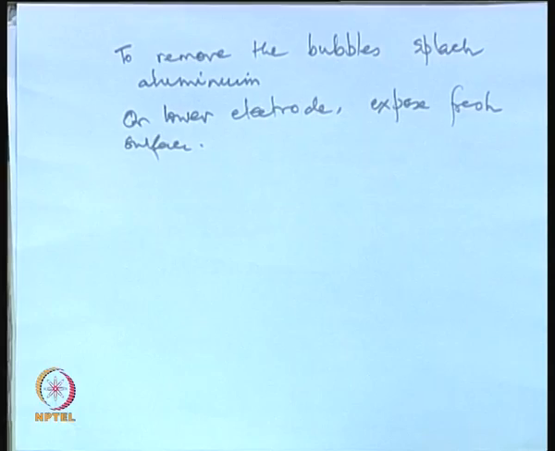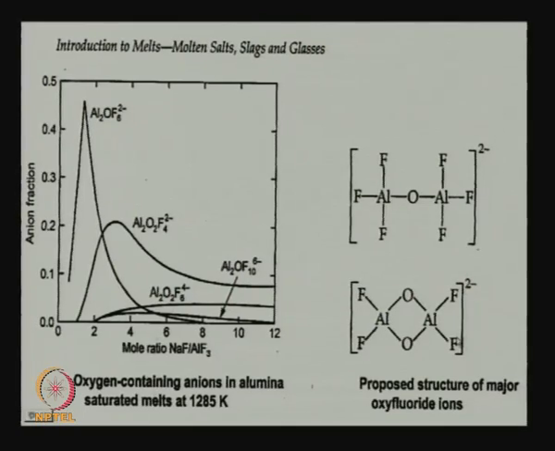Now, let me go back to the subject again. As I was discussing, I mentioned last time that although basically you have alumina in cryolite, in theory alumina should give aluminum and oxygen ions, and cryolite should only give you NaF ions and AlF6 ions, but in reality a whole lot of anions exist.